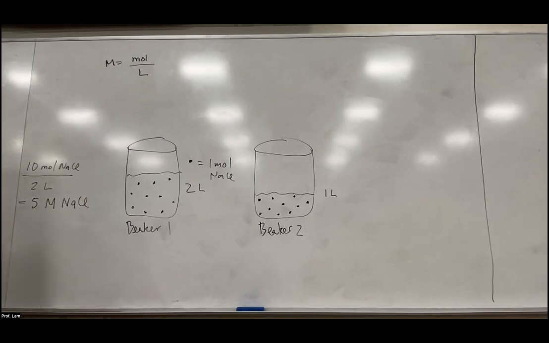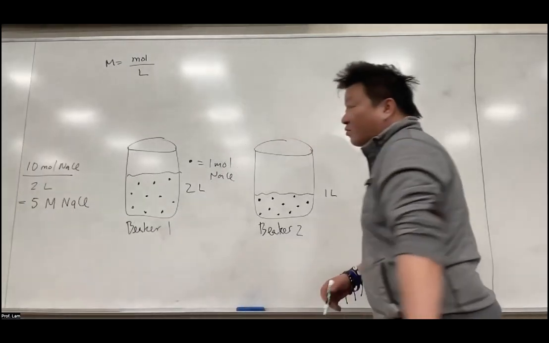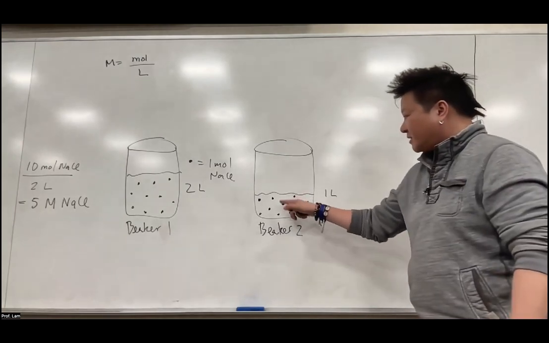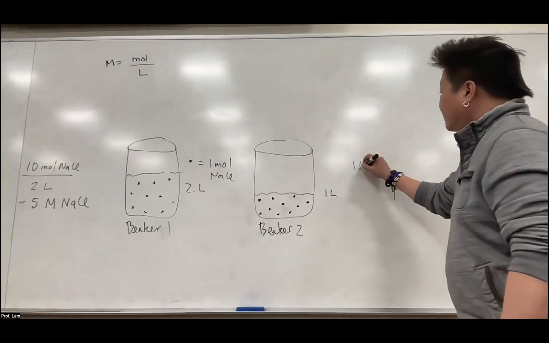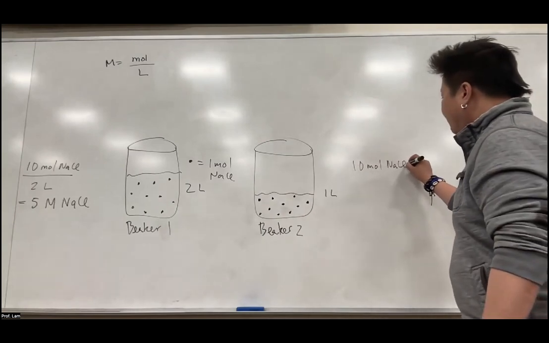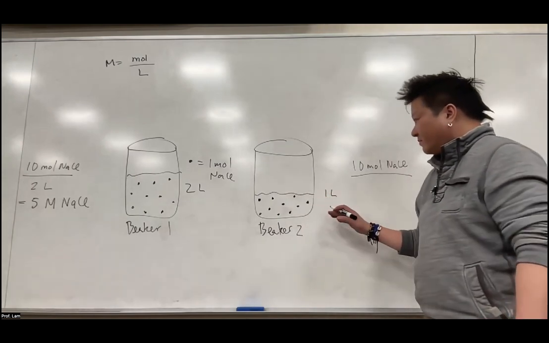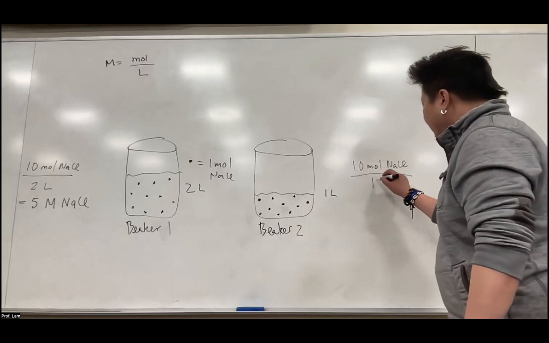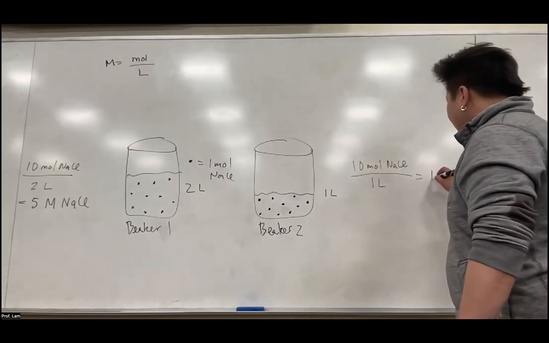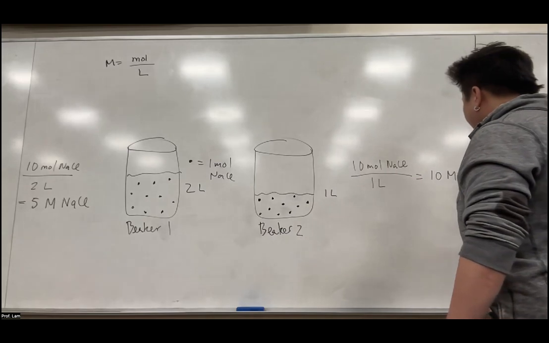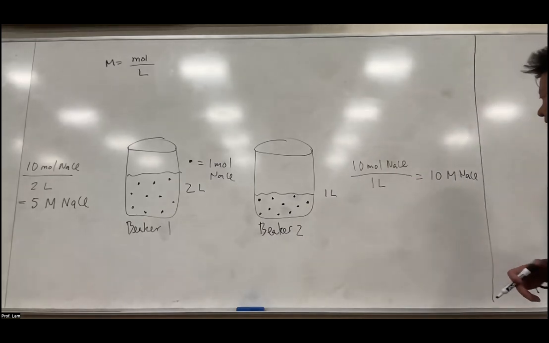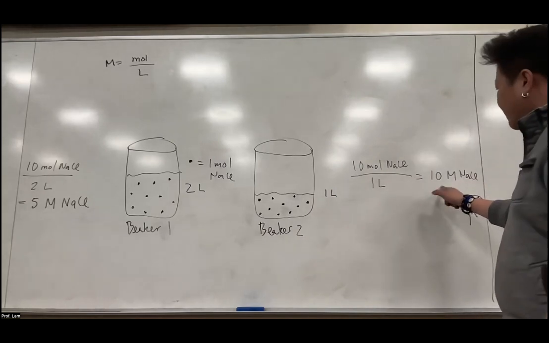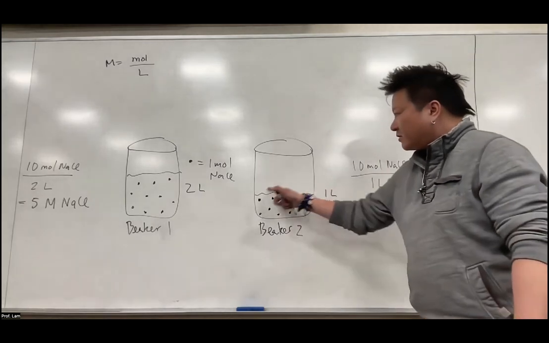Okay. Now, if we go to beaker number 2, okay, when we do the same thing, right? Moles over liter. Let's count the number of moles. 3, 6, 9, 10. Oh, still 10 moles of NaCl on top over the total volume, right? Which is now 1 liter, okay? So that's equal to 10 molar NaCl, okay? So guess which one is more concentrated? This one, right? Numerically, it makes sense, but also conceptually, right?